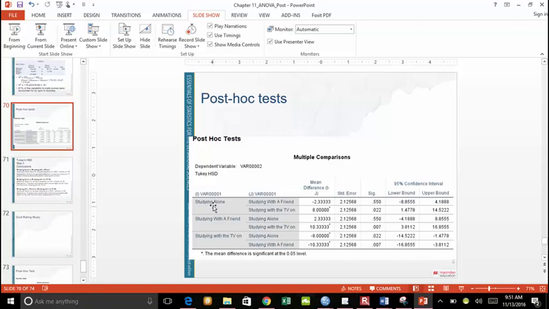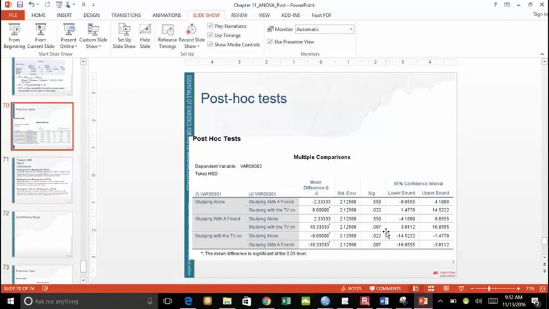So we've looked at studying alone compared to studying with a friend. We've looked at studying alone compared to studying with the TV on, but now we've got this comparison to do. Studying with a friend, studying with the TV on. So that's here. Study with a friend compared to study with the TV on. Now you've got a 10-point difference. And is that statistically significant? Is this number here less than 0.05?